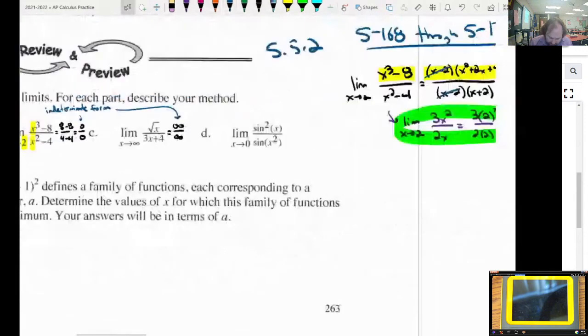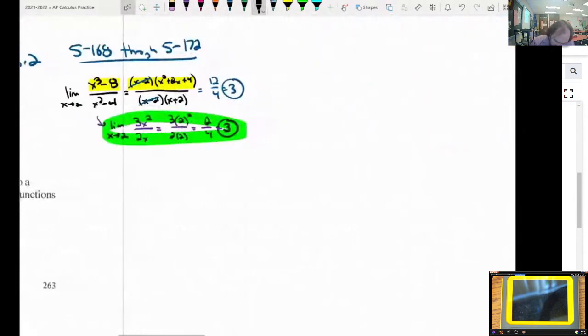I'm going to move this off to the side and do the work over here. This is for question C. We're looking at the limit as x approaches infinity of the square root of x over 3x plus 4.